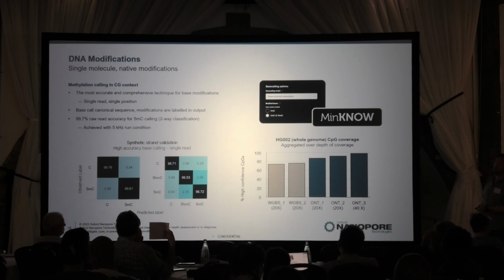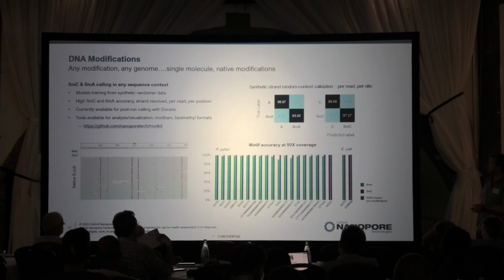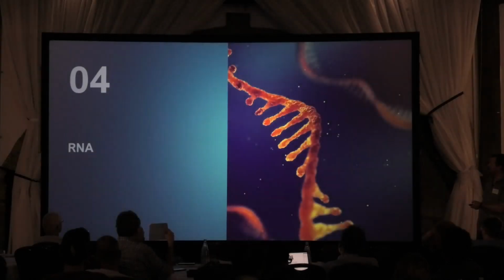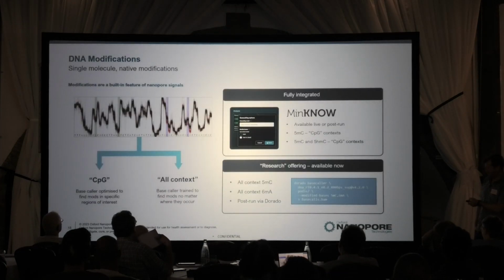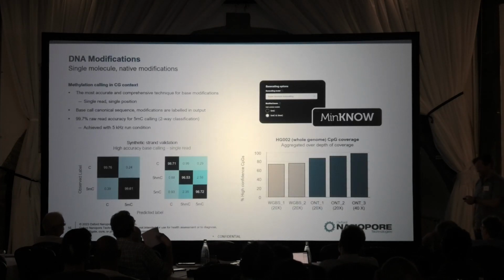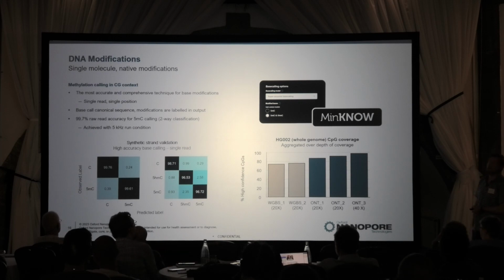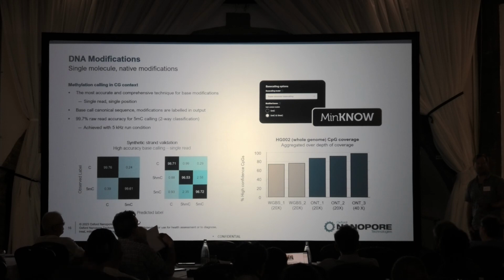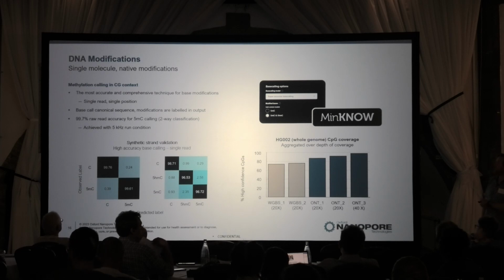We can now detect 5MC over 99% accuracy. All of this is a simple click within our software, which runs our platform called Minnow. So you don't need to do anything else to your DNA. There's no horrible chemicals or anything else that you need to modify your DNA with to make it compatible with other sequencing methods. This essentially comes for free when you sequence your original DNA. Of course, this won't work if you're using amplified DNA, but for native sequencing, you get your modifications for free.